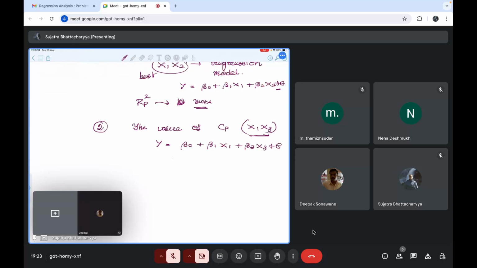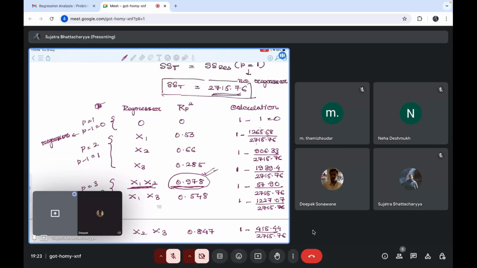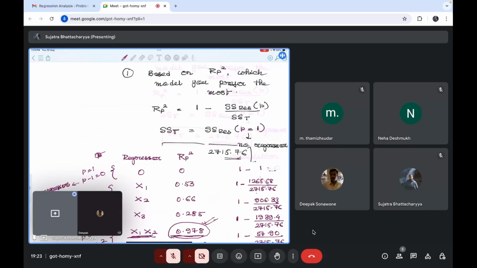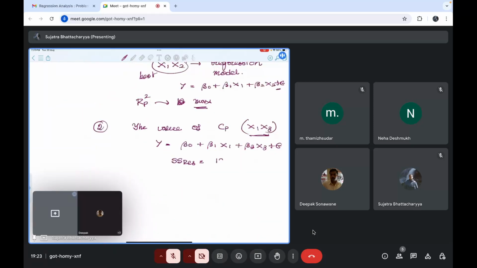Right? For this, what is SS residual which is given in the question? For x1, x3, this one, 1227.07. This is the SS residual. Okay, no problem. So what is your p here? 2, because two regressors are present. Sorry, p will be 3. P minus 1 will be 2, p is 3. Correct?